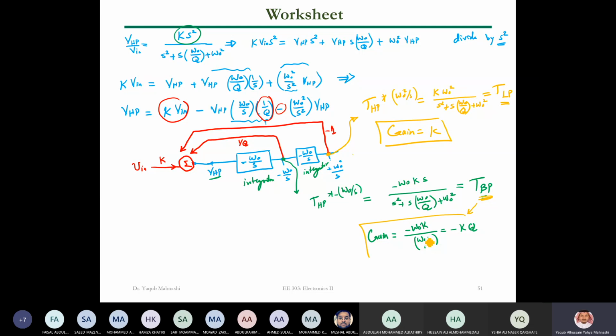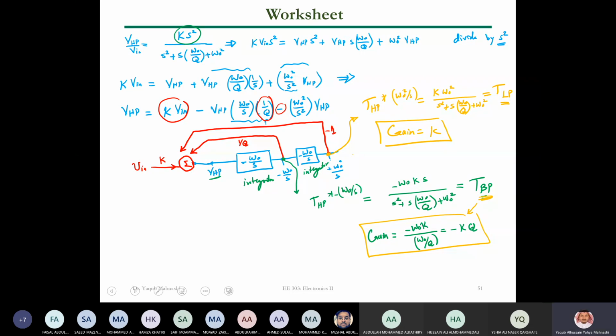I hope the gain is clear, because you need to understand the standard form. Why are we interested in the standard form? Because we can get the main parameters right away. We can get the Q, the omega naught, and the gain, and of course the bandwidth. You can get it from the S coefficient. So if you know these parameters, you know the filter now. Okay. Any question here?